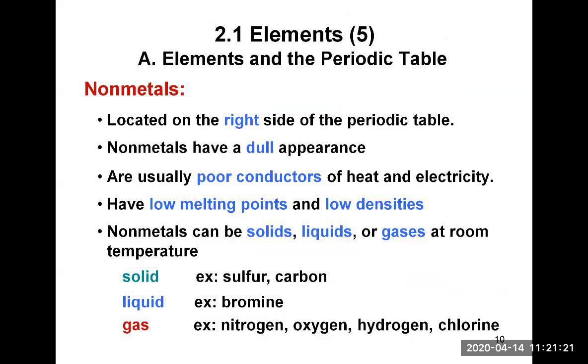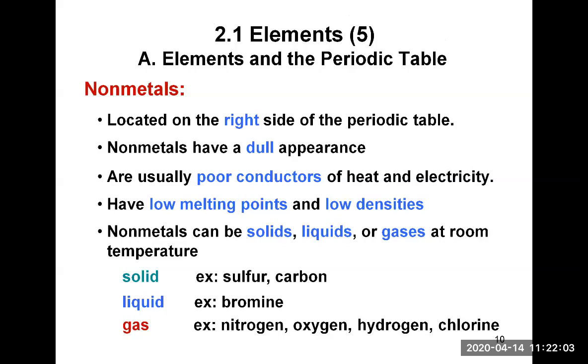Now, non-metals. As the name says, they have opposite properties of metals. They are located on the right side of the periodic table. In the periodic table we saw earlier, it was the blue elements. Non-metals have a dull appearance. Contrary to metals, they are not shiny, they are dull. They are not good conductors of heat and electricity, so they are very poor conductors of heat and electricity. They have a low melting point and low densities.